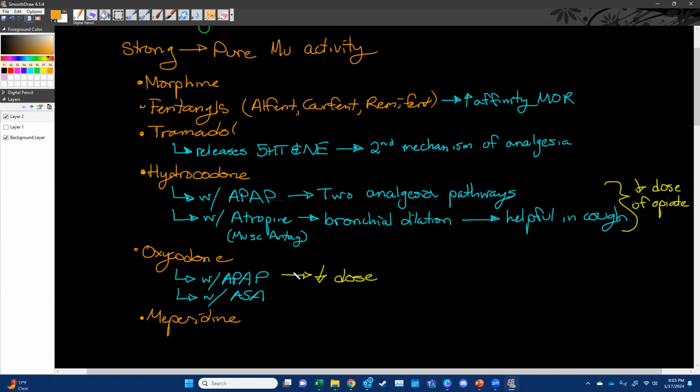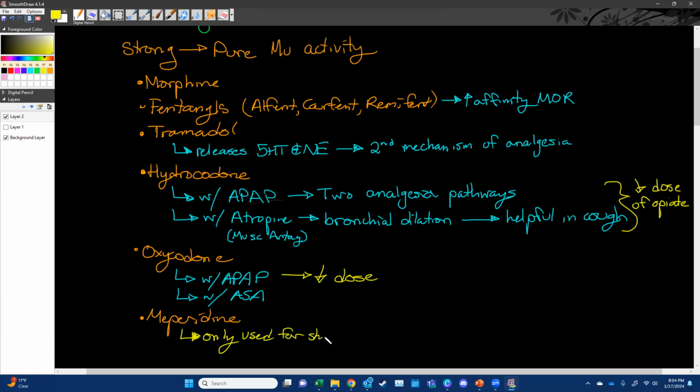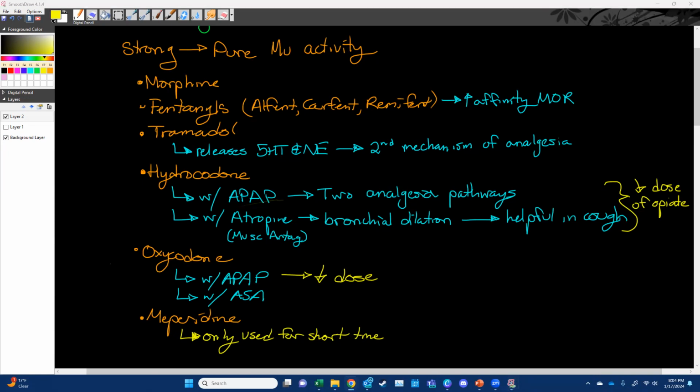Meperidine. When we go to MedChem, we'll look at the structure. It's very, very similar to morphine. Really, the only thing to know is that it's very potent. It does the job, but it's only used in short bursts. So when you think meperidine, think, someone just got into a terrible car crash and we need to give them some pretty significant pain modulation, then we're going to be giving them meperidine.